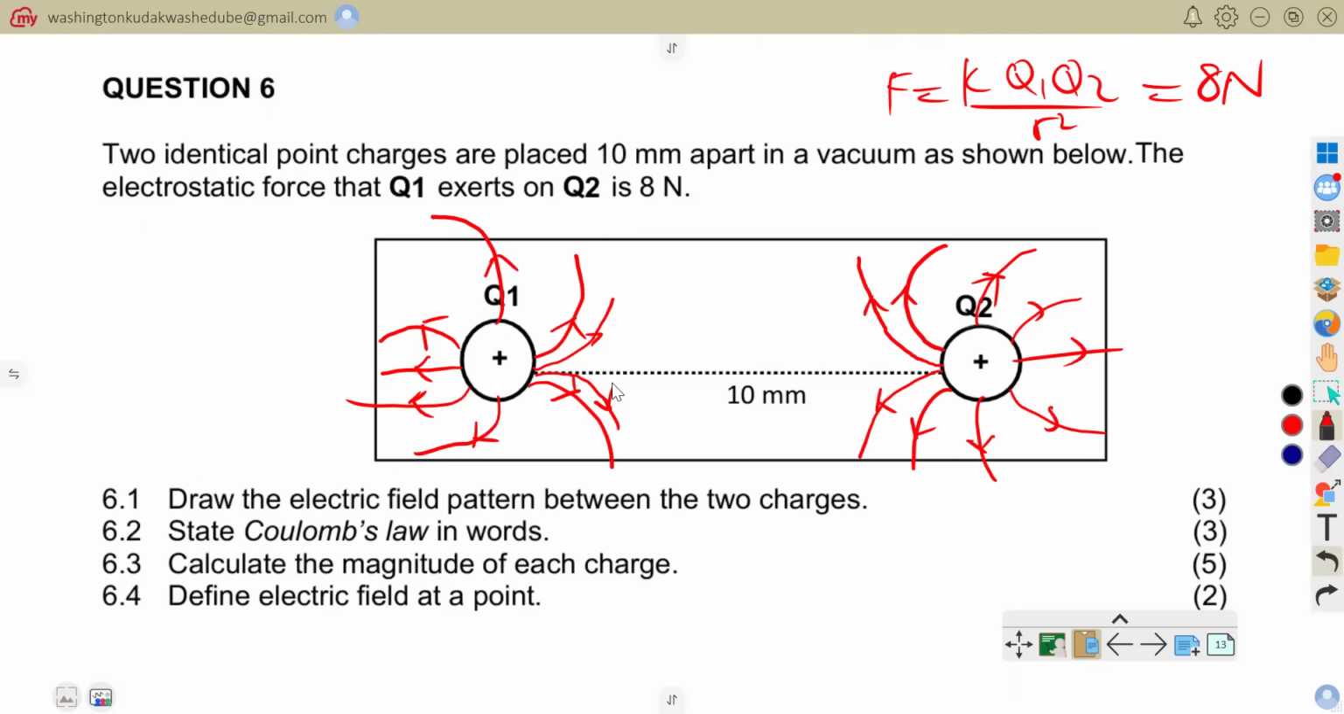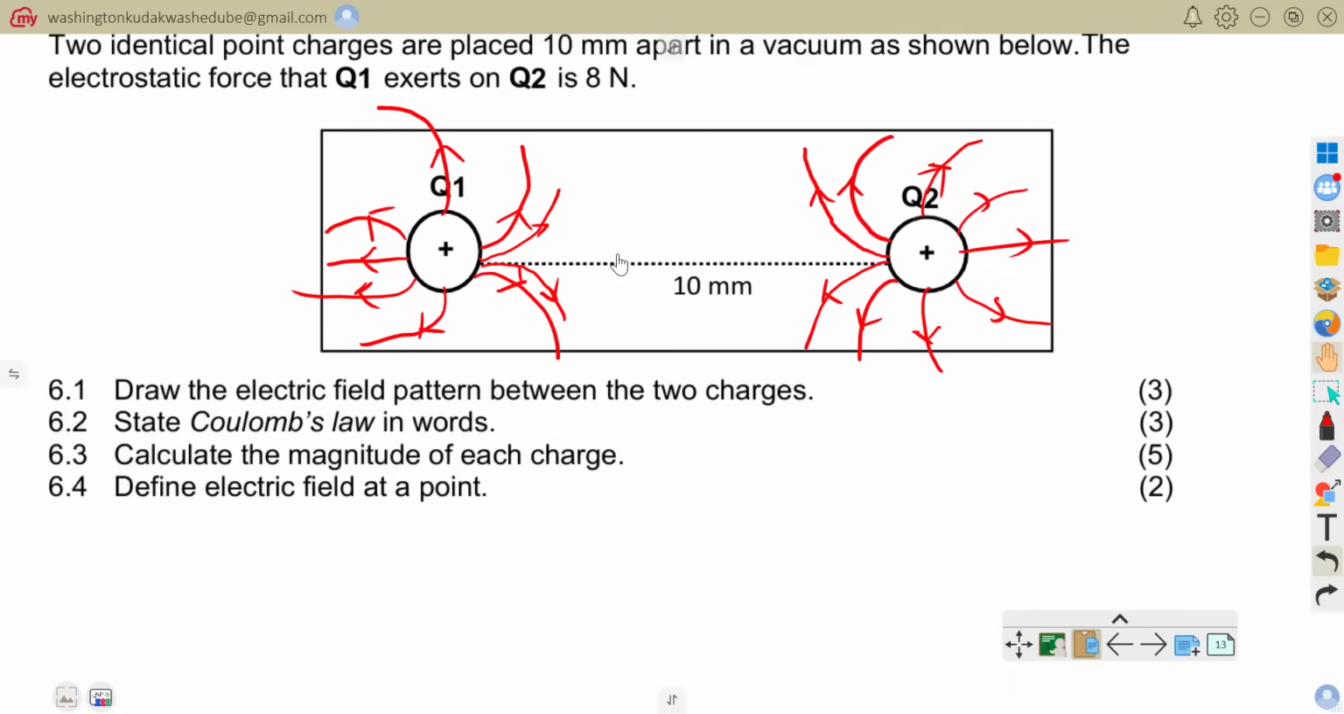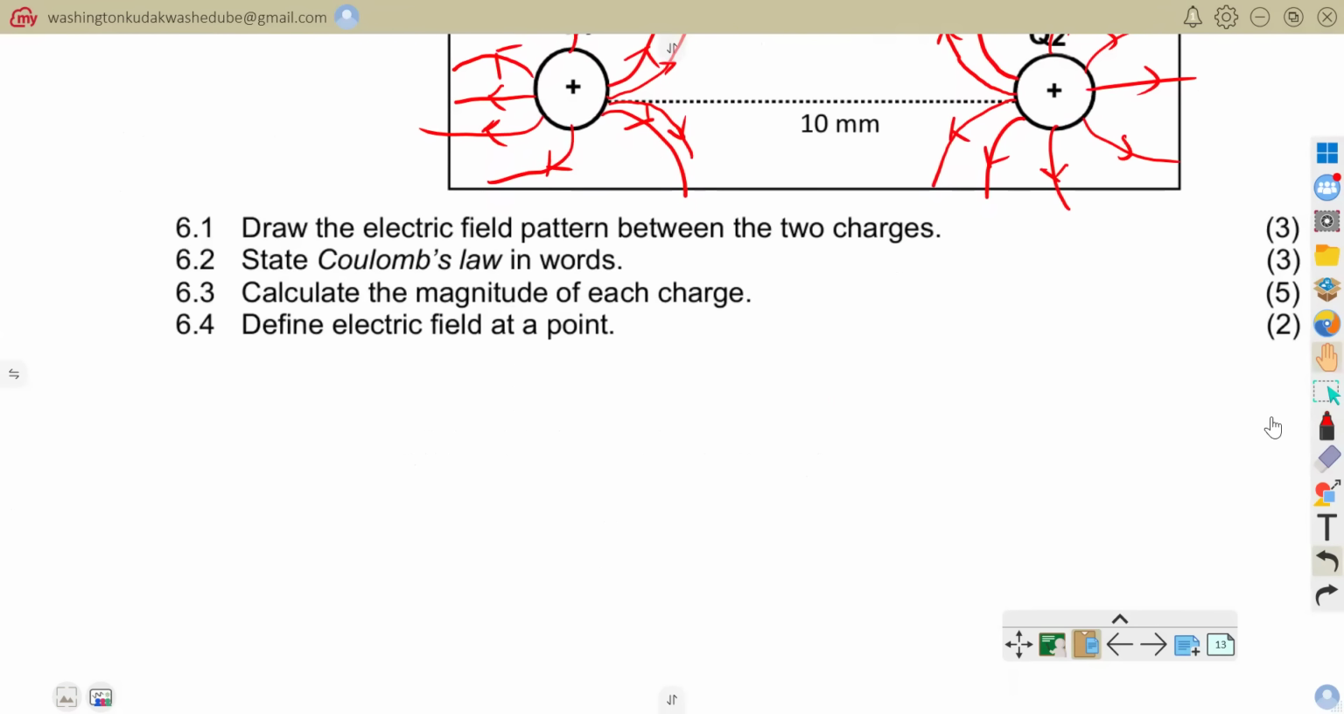Now, state Coulomb's law in words. Coulomb's law is given by this law, and we now want it in words. What does that say in words? So you would come and say, 6.2.